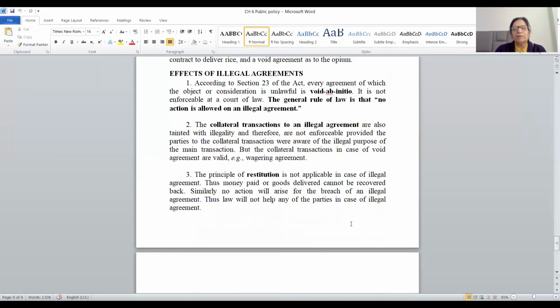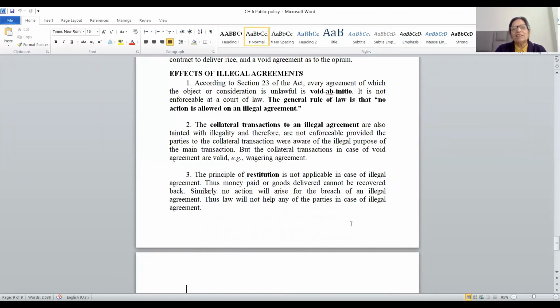4 points are there. First is agreement to section. According to section 23 of the Act, all the agreements entered into where consideration is illegal or objective is illegal are void ab initio. Murder, assassination, plotting a bomb. Okay, all these agreements are illegal. The general rule of law is that no action is allowed on an illegal agreement.